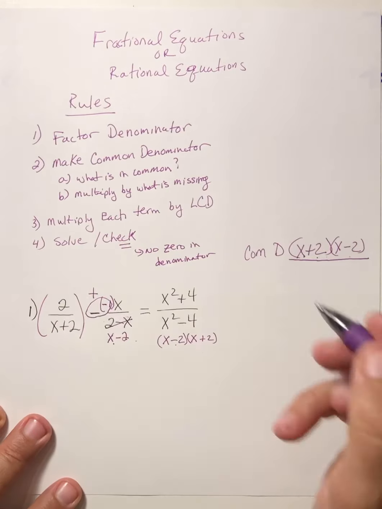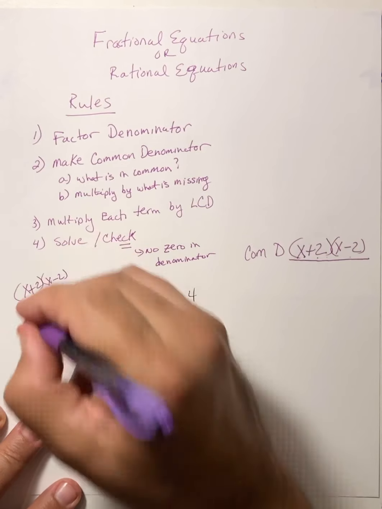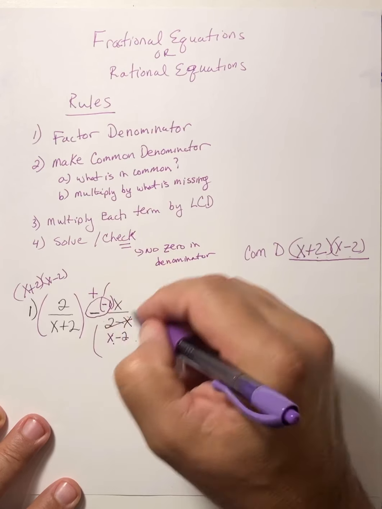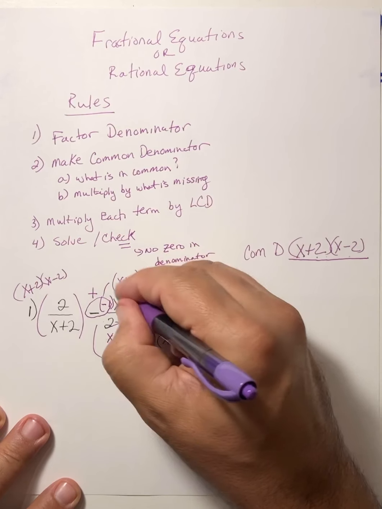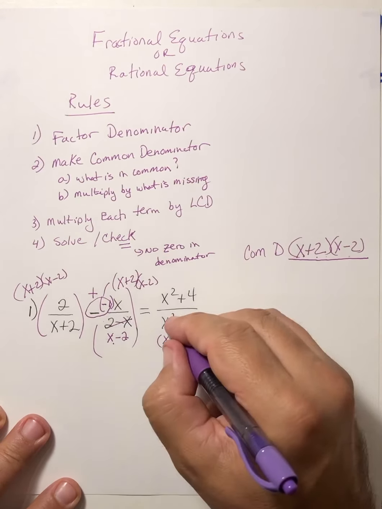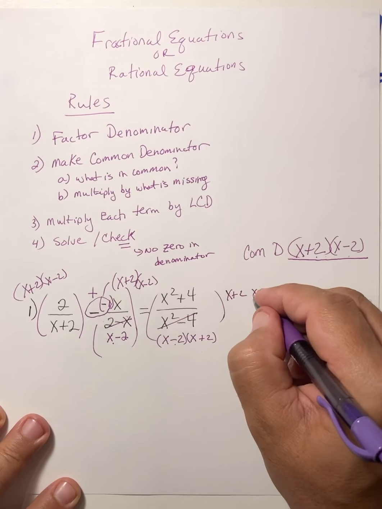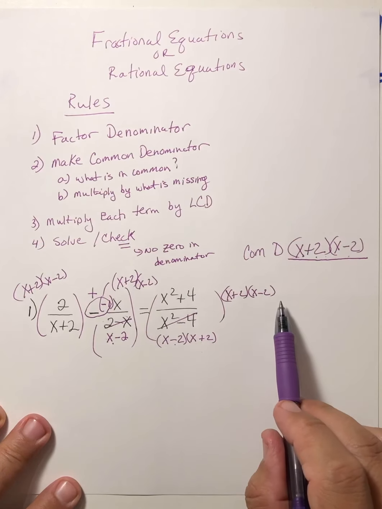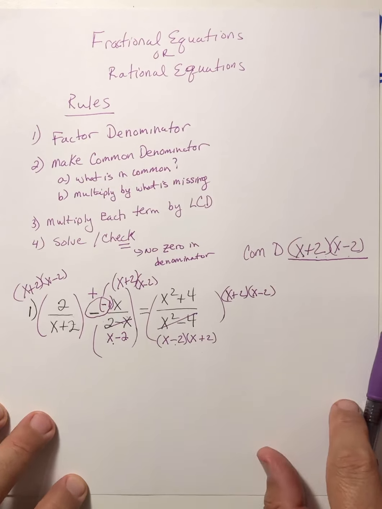I'm multiplying this by x plus 2, x minus 2, so things cancel. We're going to multiply this by x plus 2, x minus 2. We're going to multiply this, get that out of the way, by x plus 2, x minus 2. Why am I doing that? To make all of these denominators cancel out.